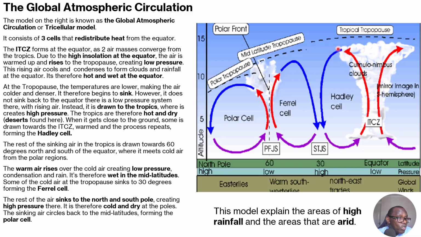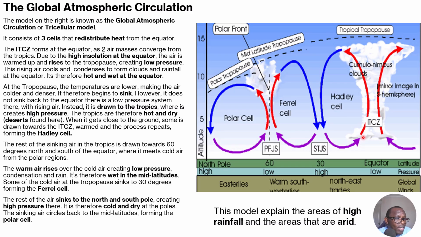Now, as that happens, obviously, because it's sinking air, it's going to cause high pressure in those areas at 30 degrees north and south of the equator. And this is why we actually have deserts around these areas at 30 degrees north and south of the equator. So the areas here are generally hot and dry. And some of the air is going to be drawn back towards the equator, the cold air that sunk down here, and the process is going to repeat itself.